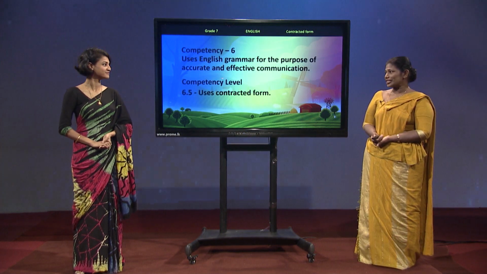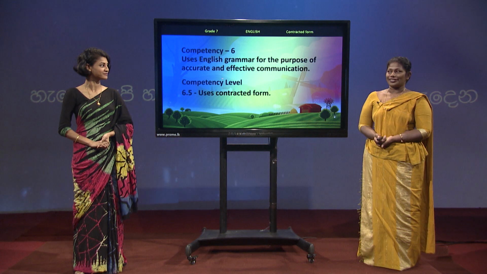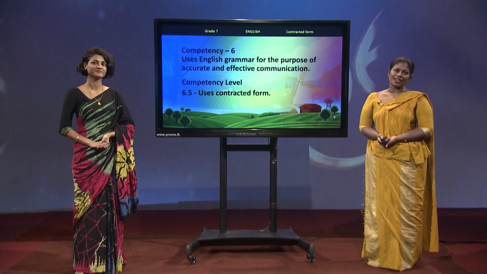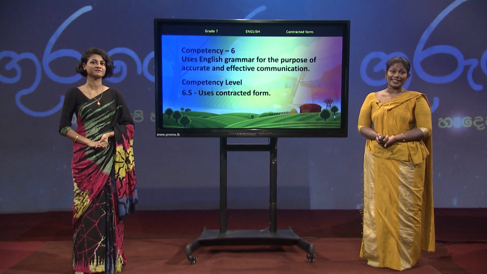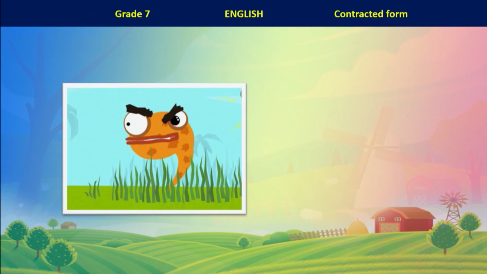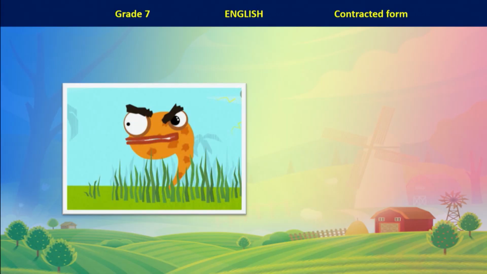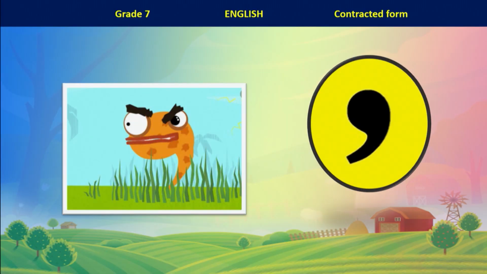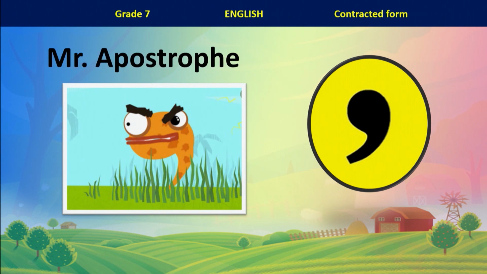Today I'm going to introduce a friend of mine to our children. I brought a photograph of him. Let's see if you can recognize him. Children, can you recognize him? Miss Samadhi, can you recognize him? I have no idea who that is. Okay, maybe because he has disguised himself. I brought another picture of him. Now can you identify him, Miss Samadhi?